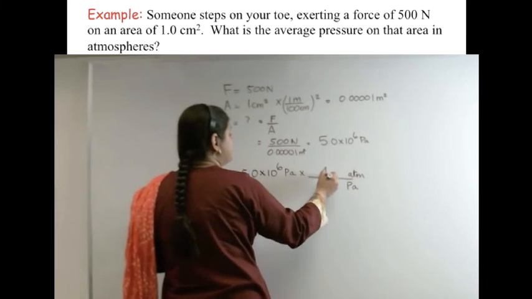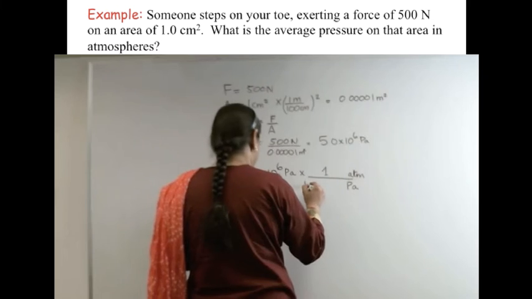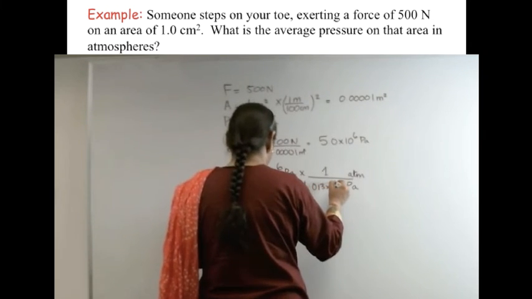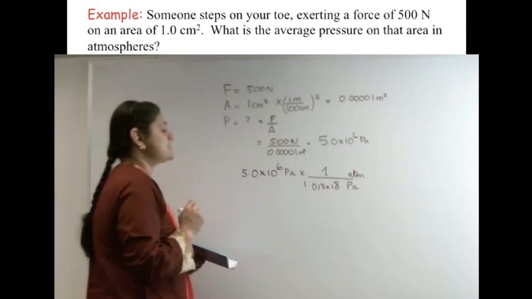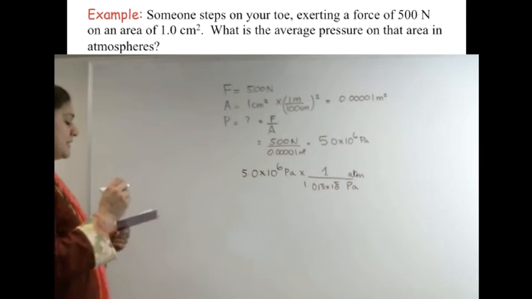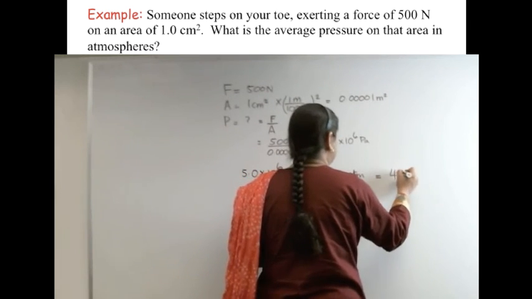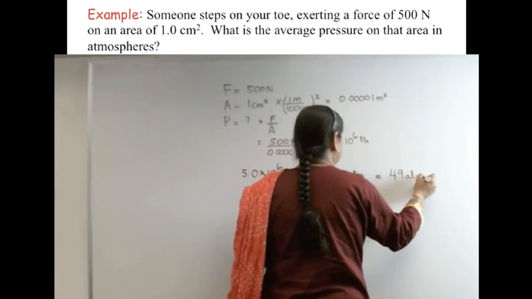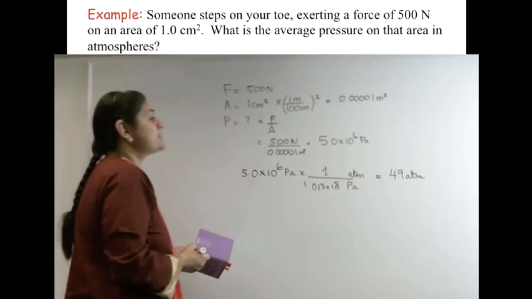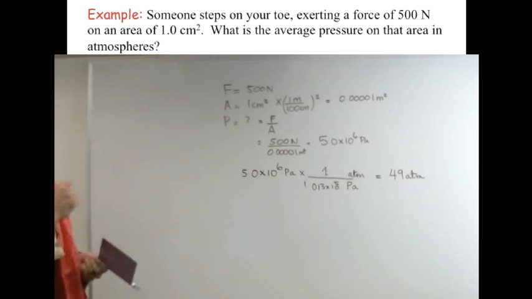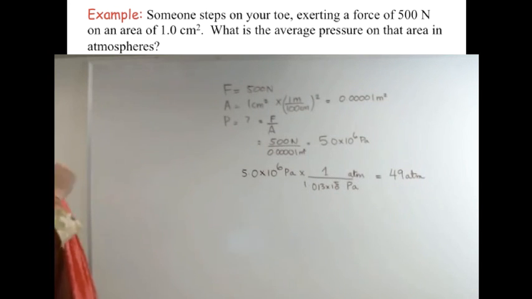So 1 atmosphere is equal to 1.013 times 10 to the 5 pascals. If I calculate that, it comes out to be about 49 atmospheres. So one person stepping on your foot with 500 newtons is equivalent to 49 atmospheres of pressure. That's large.